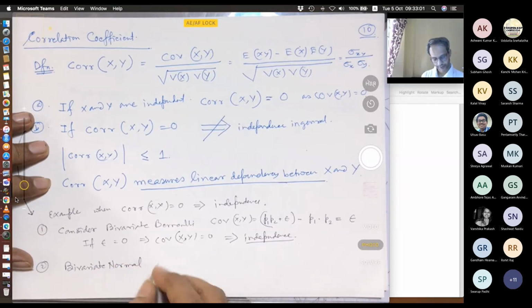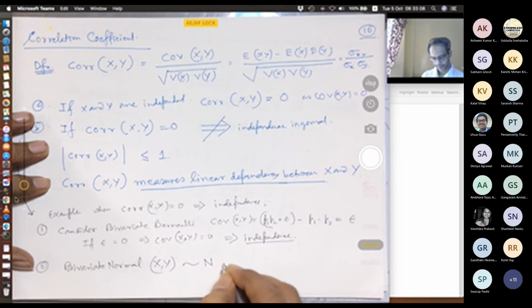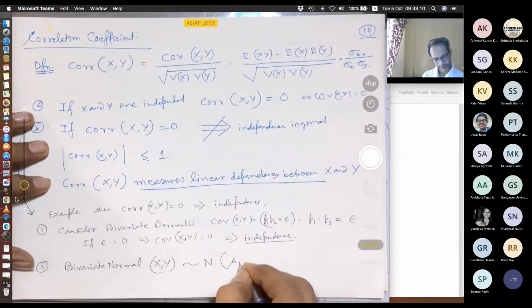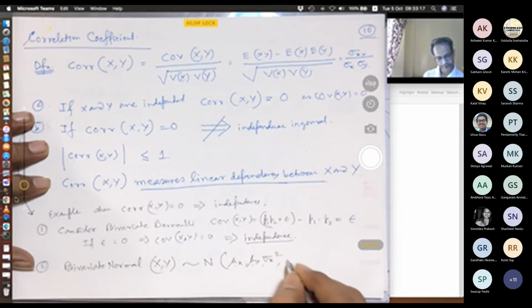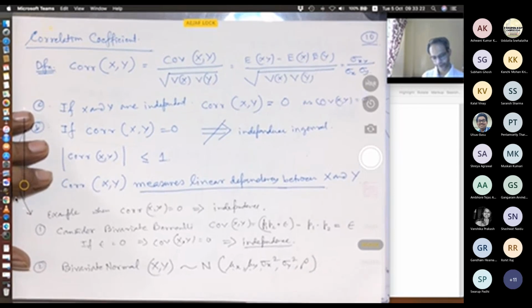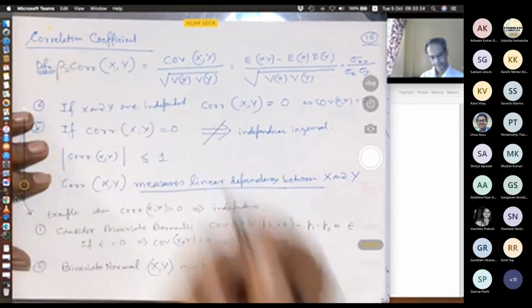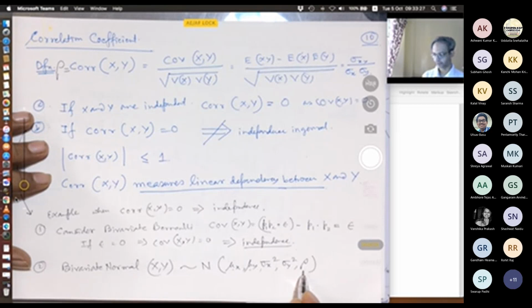So the bivariate normal distribution of x, y is denoted in this way. You will see mu x, mu y, that is expectation of x, expectation of y, sigma x square variance of x, sigma y square variance of y, and rho is the correlation. Usually this is denoted by rho. Now for this case, rho equals 0 implies independence. This proof you will see in the next lecture.